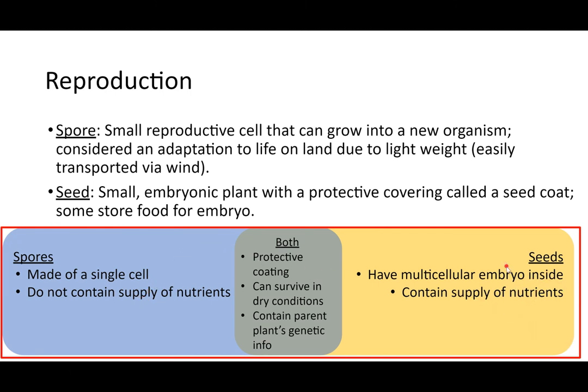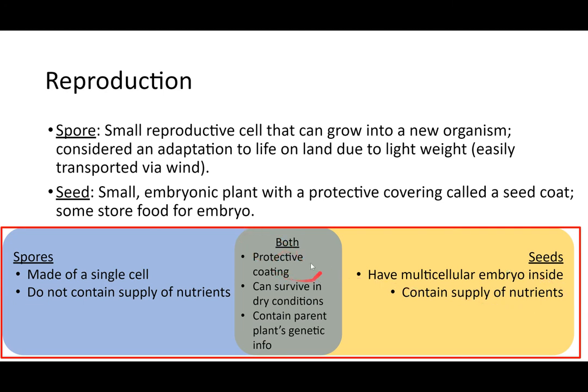Seeds have a multicellular embryo inside, so they're a little bit more complicated, and they contain a supply of nutrients. So seeds, again, let's use our example of the apple. A deer, or let's say a bear, comes along and eats the apple, and then it walks five to ten miles, and then the bear poops out the core of the apple containing all the seeds. Now the seed was able to survive that through the digestive tract of the bear, and it now has a nice pile of fertilizer that it can use to grow.